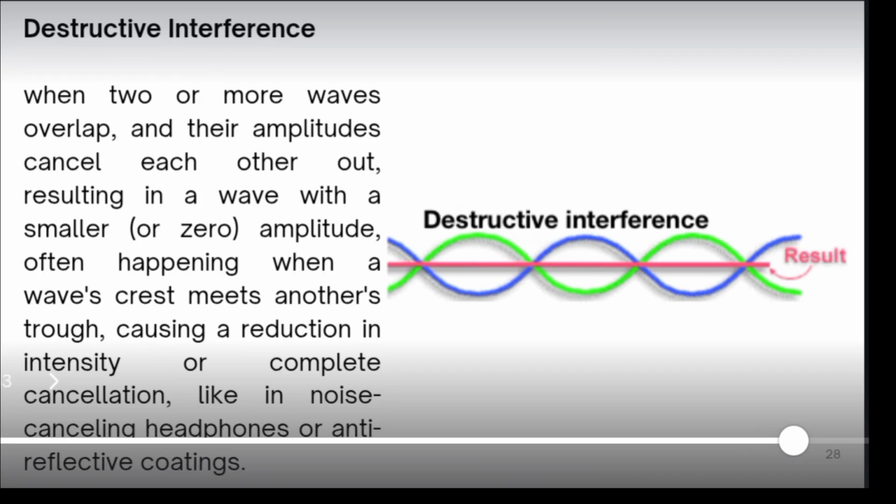Destructive interference is when two or more waves overlap and their amplitudes cancel each other out, resulting in a wave with a smaller or zero amplitude, often happening when a wave's crest meets another's trough, causing a reduction in intensity or complete cancellation, like in noise-canceling headphones or anti-reflective coatings.